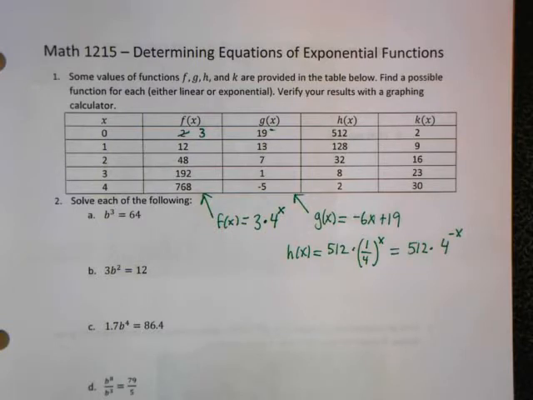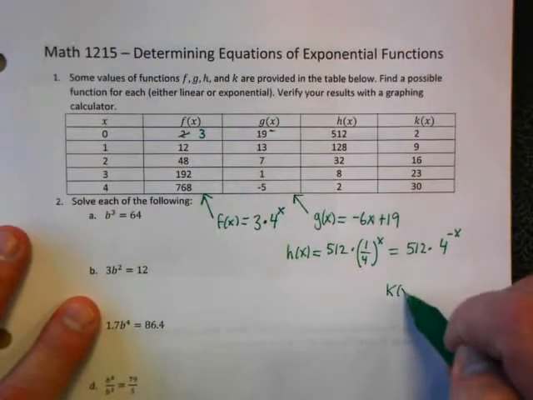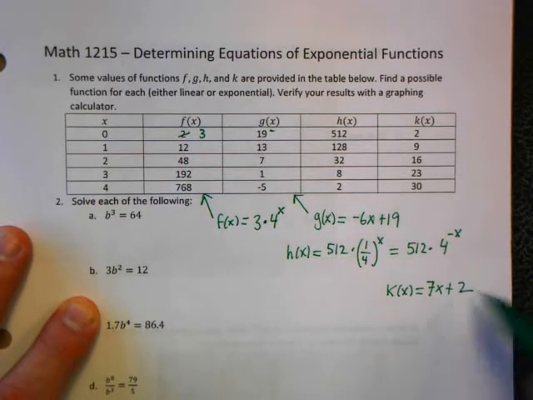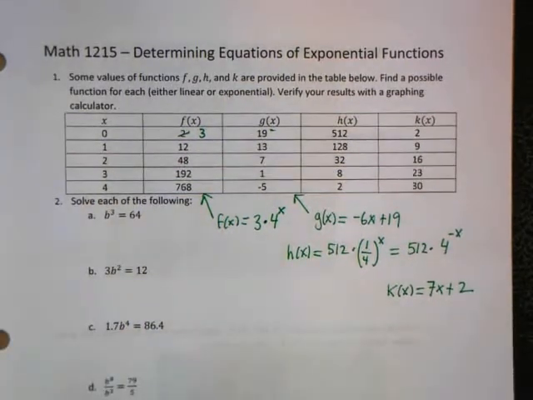Linear. Why linear? It goes up 7 each time. So k of x is, what's the slope? 7x plus the y-intercept, 2. All right, so 2 of those were linear, 2 of them were exponential. All right, part 2.